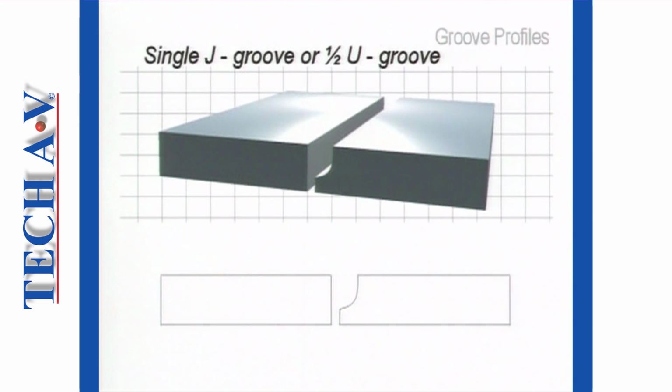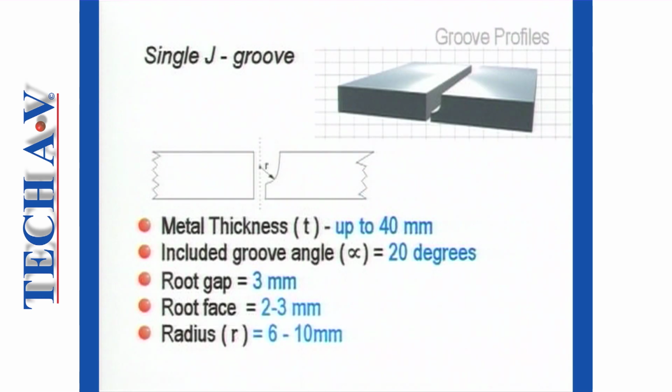Lastly, we will look at the J-groove preparations. This is a single J, which, when used, is made on metal sections up to 40 mm. The included groove angle is 20 degrees. The root gap is set to 3 mm. Root faces of 2 to 3 mm must be provided, and a radius of between 6 and 10 mm is given. Welding is done on one side only.